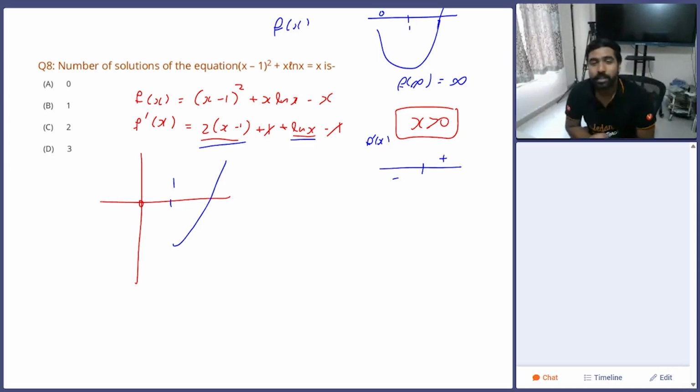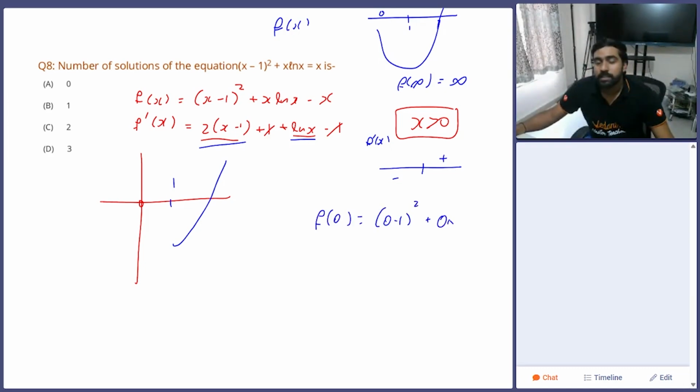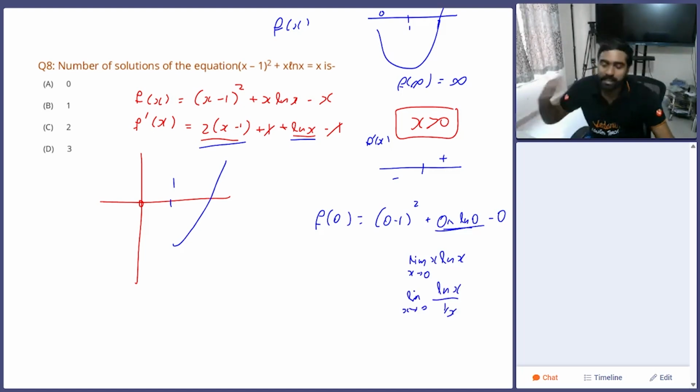Now the only critical point is what is happening at x equal to 0. When you try checking the value at x equals 0, you'll get the format (0 minus 1) whole square plus 0 into ln 0 minus 0. Remember the standard limit: x into ln x, limit x tending to 0. We convert this as ln x divided by 1 by x, limit x tending to 0, creating the minus infinity upon infinity form. Differentiating using L'Hopital's rule and then simplifying gives that this limit value comes out equal to 0.